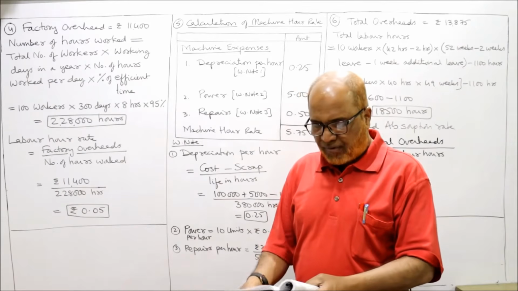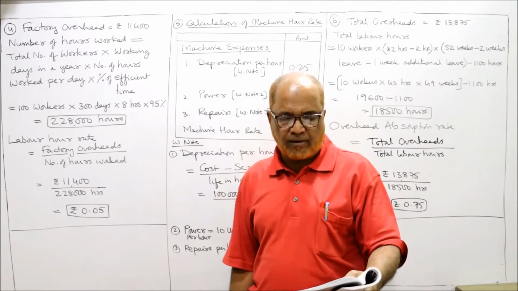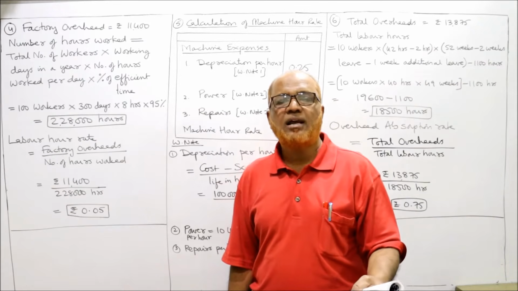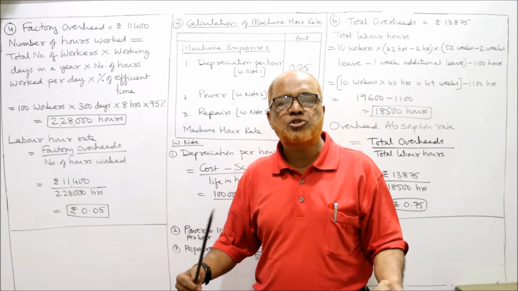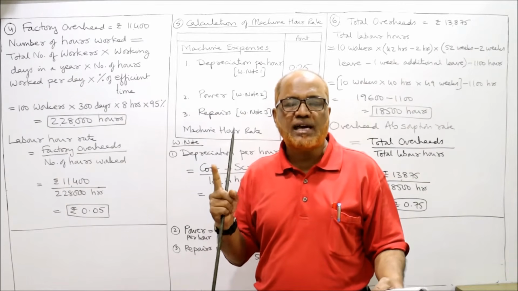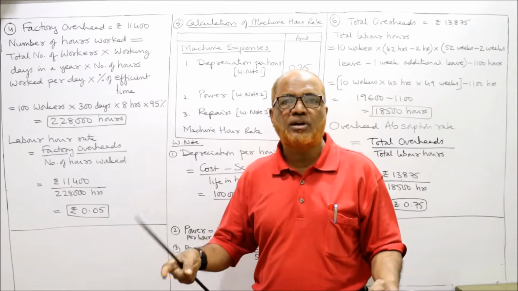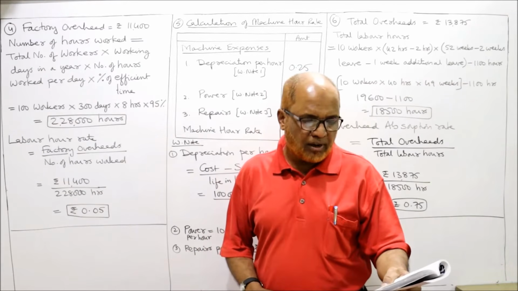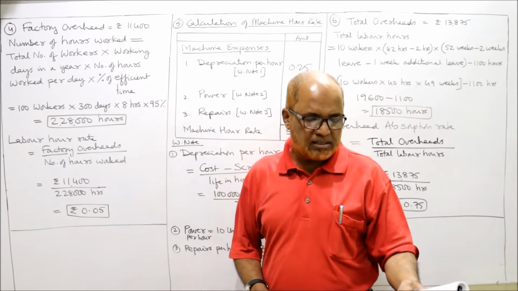Now we'll come to the next problem, that is the fifth problem. Problem number 5. From the following information relating to a machine, work out the machine hour rate. Machine hour rate means how much is the expenditure incurred to run the machine for 1 hour. That is called machine hour rate.